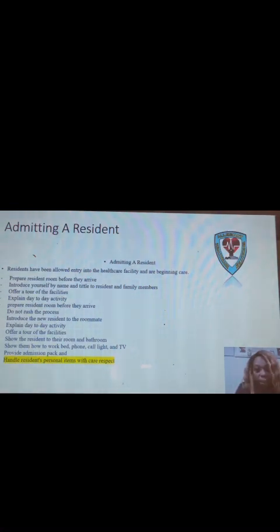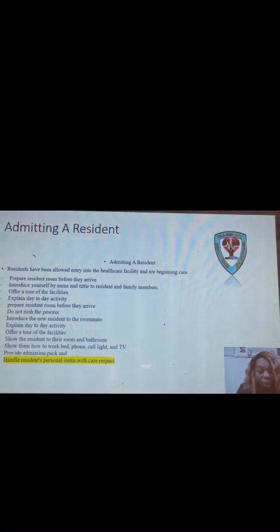You want to explain to them how to work the telephone, the call light, how to turn the lights on in the room, how to dim the lights, how to turn the TV on, how to operate the bed that they will be sleeping in. You just want to make sure that you are orienting them to the things that are in the room. You also are going to provide them with an admission packet. And so that admission packet usually involves a basin and other personal care items like a toothbrush, a hair comb, toothpaste, mouthwash, body lotion, and things of that nature.